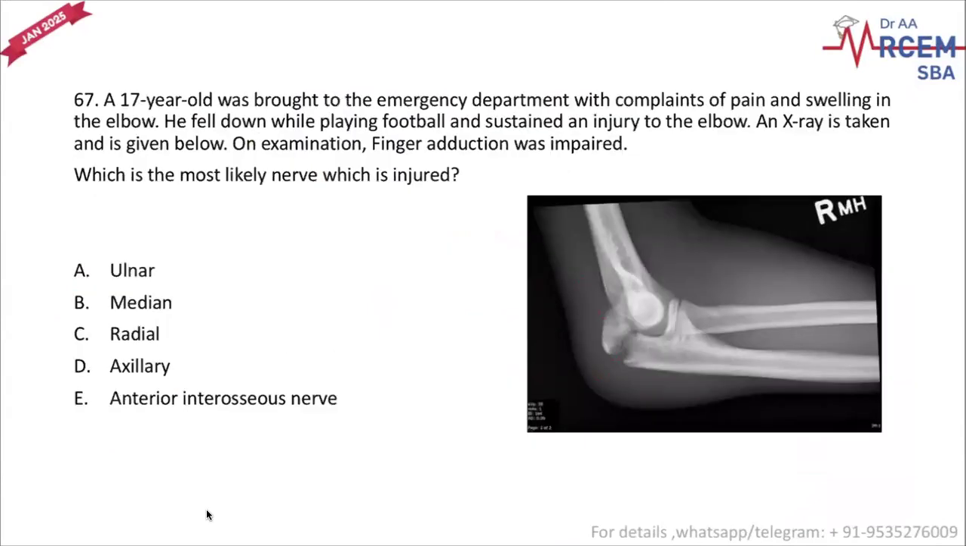A 70 year old is brought to the ED with complaints of pain and swelling in the elbow joint. He has fallen down while playing football and sustained an injury to the elbow. X-ray is shown below. On examination, finger adduction is impaired. Doesn't matter what the fracture is. Forget about the fracture. Finger adduction or abduction is gone. You're always suspecting an ulnar nerve injury. So you can directly go ahead and pick the ulnar nerve injury as the right answer.